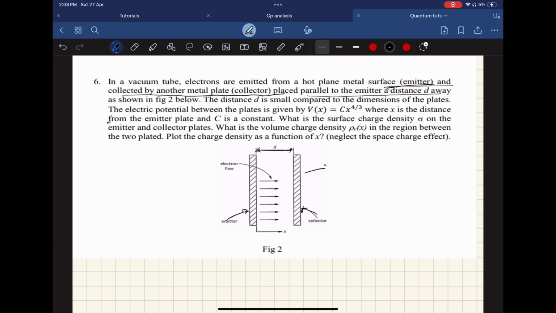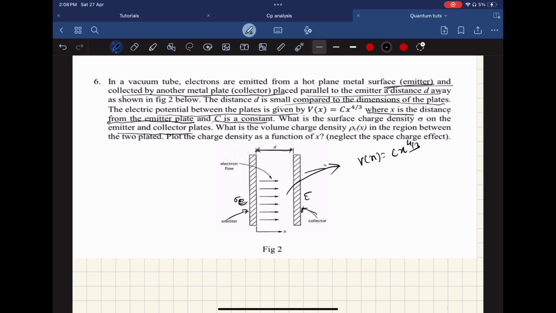The distance d is small compared to the dimensions of the plate. The electric potential between the plates is given by V of x equals Cx to the power 4 by 3, where x is the distance from the emitter plate and C is a constant. What is the surface charge density sigma on the emitter plate and collector plate? So we have to calculate sigma here and sigma here: sigma emitter and sigma collector.